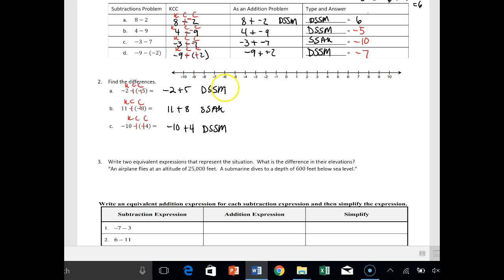Different signs subtract more. We have more positives, so we get positive 3. SSAK, add them up, keep the sign. The sign is positive, so we get 19. Different signs, more, subtract them. 10 minus 4, we get 6, but more negatives, so negative 6.